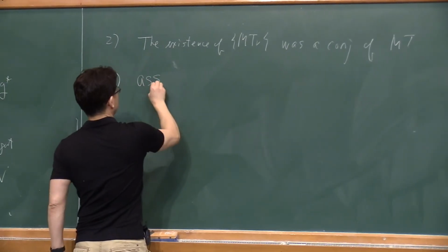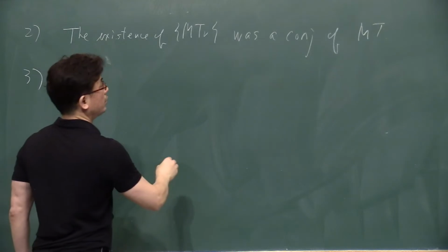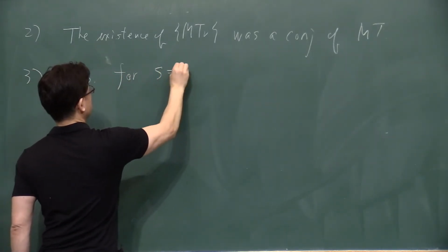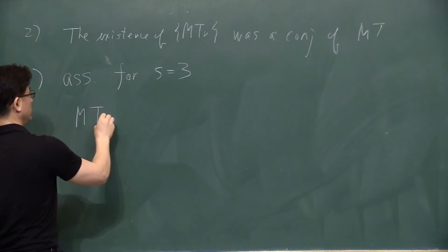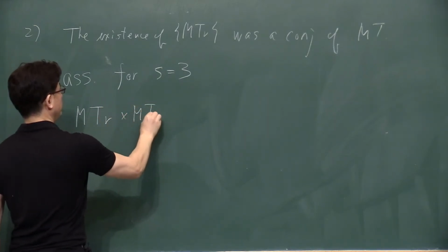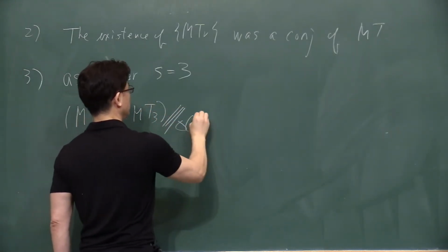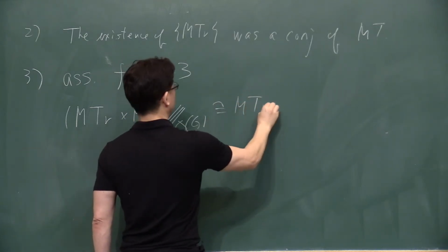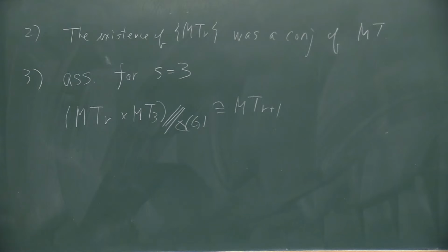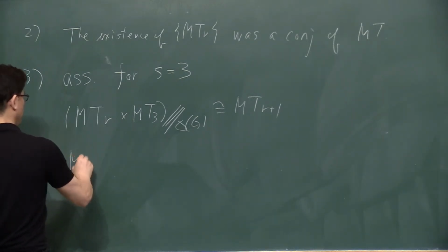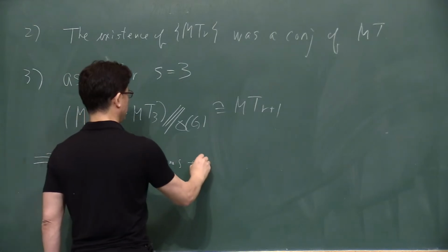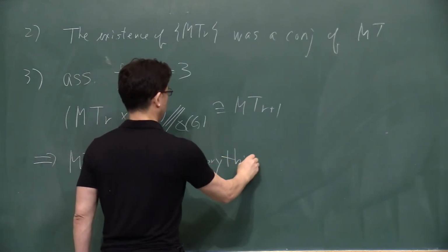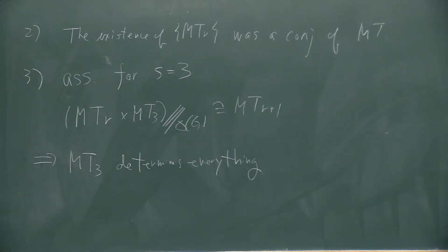So, for example, associativity, let's put S equal to 3. Then what we get is MT_R times MT_3, and if you do symplectic reduction, you get MT_{R+1}. And we are given MT_1 and MT_2. So this means that if you know MT_3, we know everything. So this determines everything. So we just have to write MT_3.